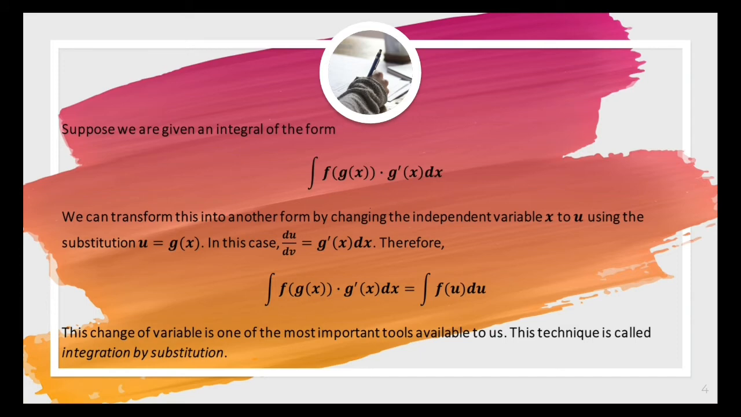We can transform this into another form by changing the independent variable x to u, using the substitution u equals g of x. In this case, du over dx is equivalent to g prime of x, so du equals g prime of x dx. Therefore, the original integral of f of g of x times g prime of x dx is equivalent to the integral of f of u du by substitution. This technique is called integration by substitution.